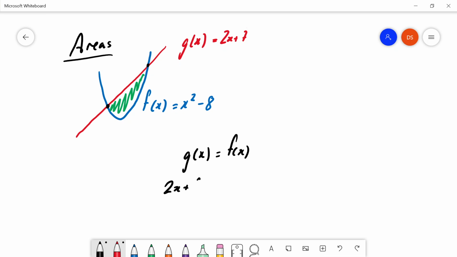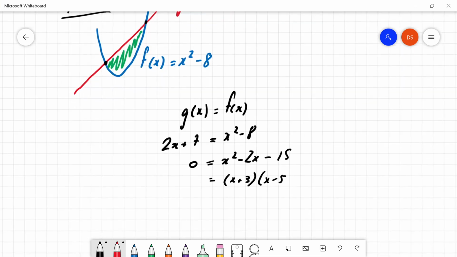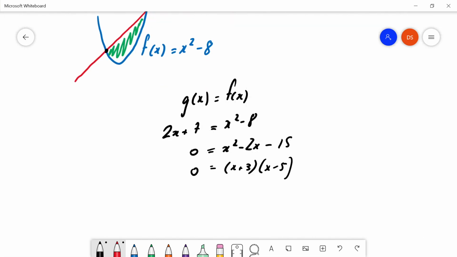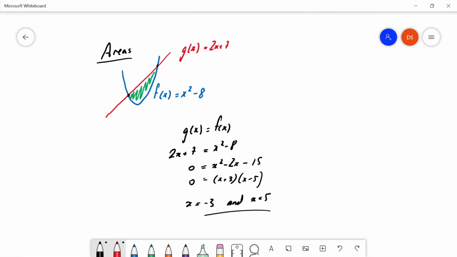So 2x plus 7 equals x squared minus 8. I move everything to one side and I get x squared minus 2x minus 15. Factorize, I get x plus 3, x minus 5. And so the two roots are x is equal to negative 3 and x is equal to 5. Based on that, I know that this is negative 3 and this is at 5.